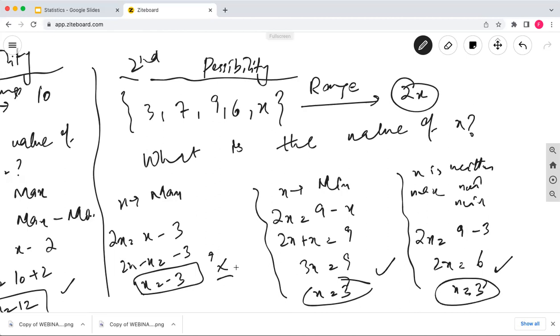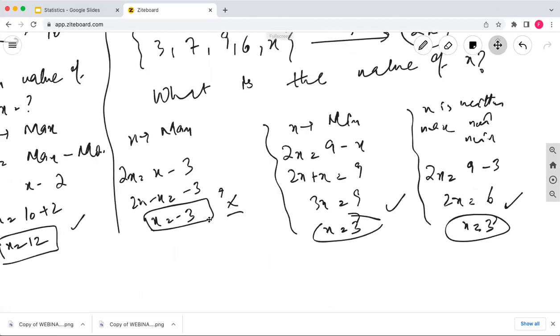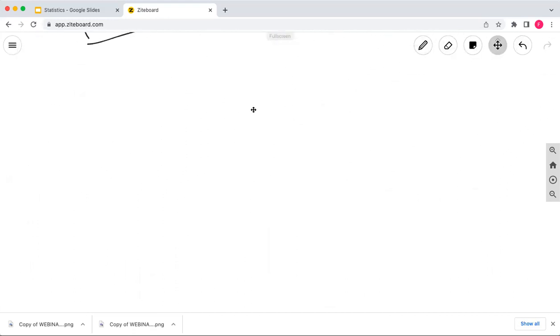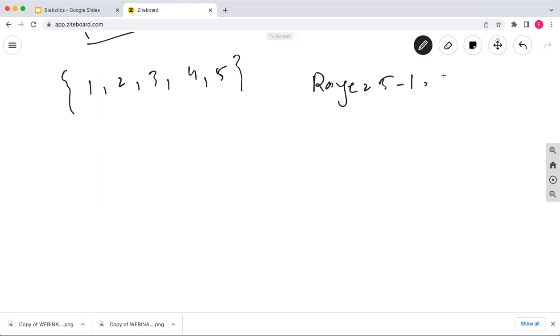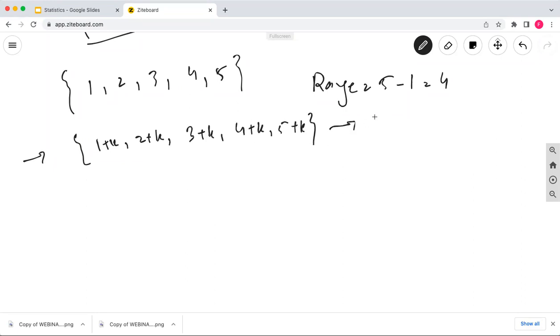Right? Okay, so again, the thing we discussed earlier, just the last thing from this main part: if we have a data set 1, 2, 3, 4, and 5, what is the range? The range is 5 minus 1, which is 4. And if I add a constant, this is 1 plus k, 2 plus k, 3 plus k, 4 plus k, and 5 plus k, will it make any difference in the range? No, because k and k will cancel out.